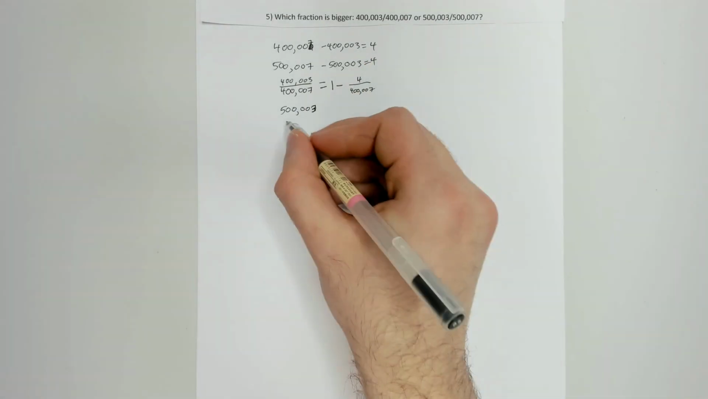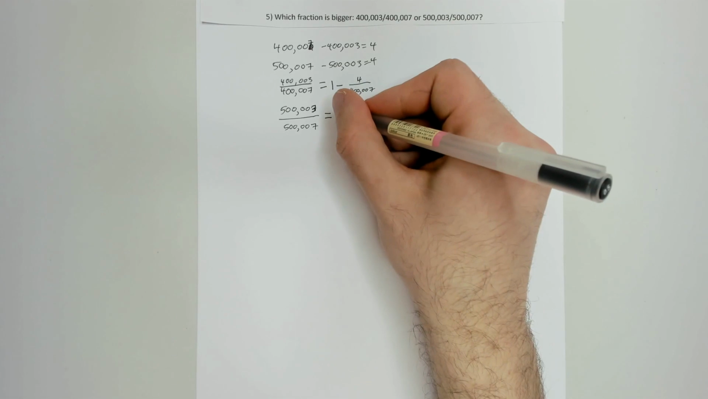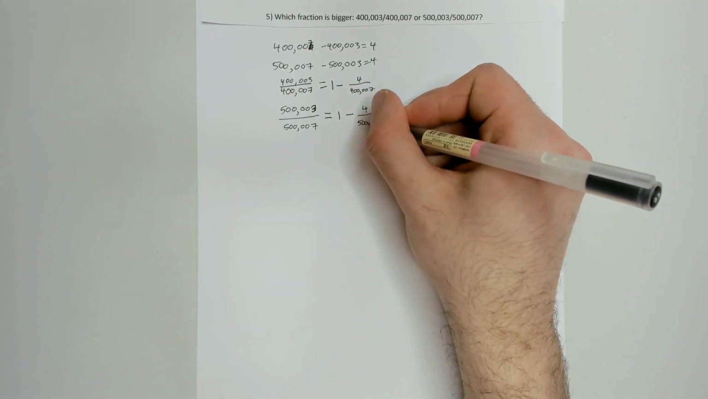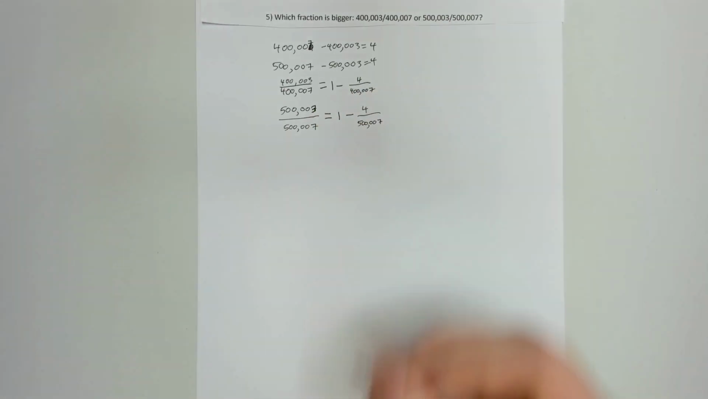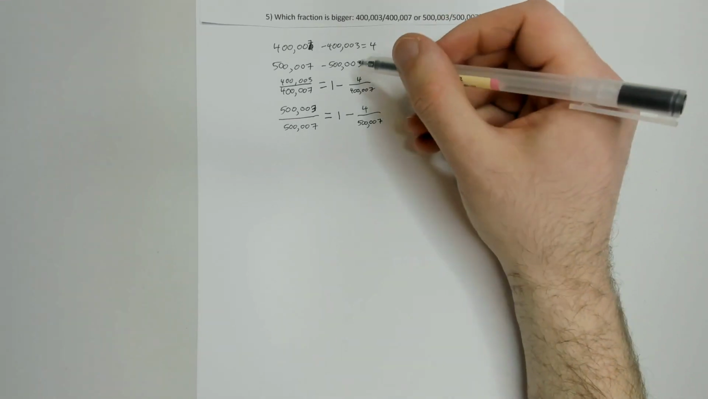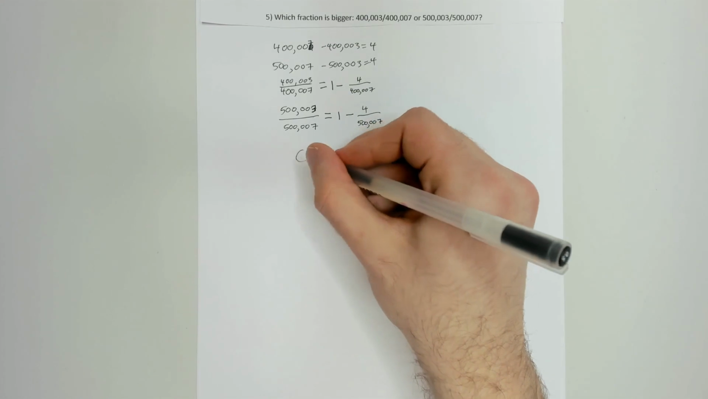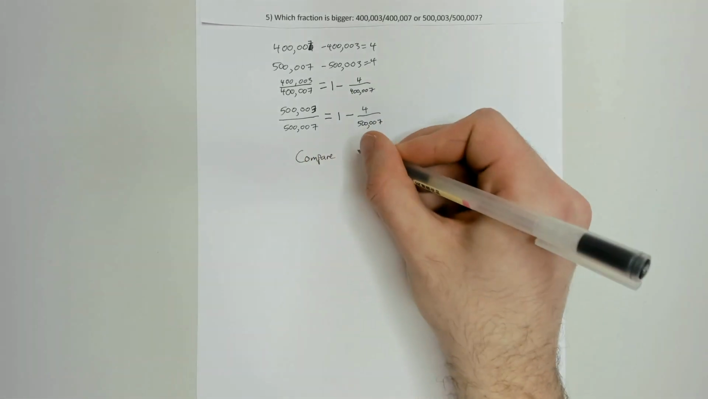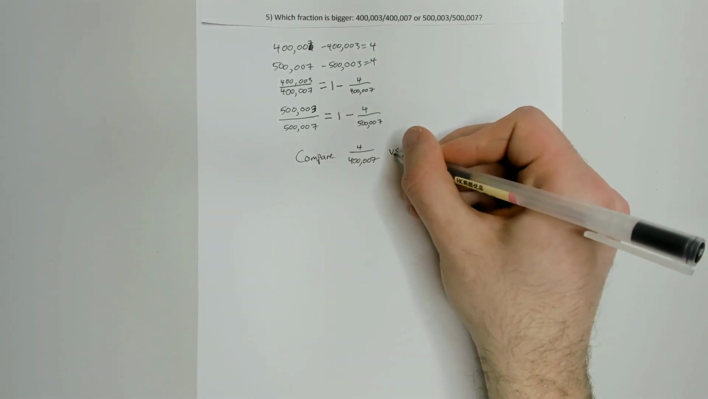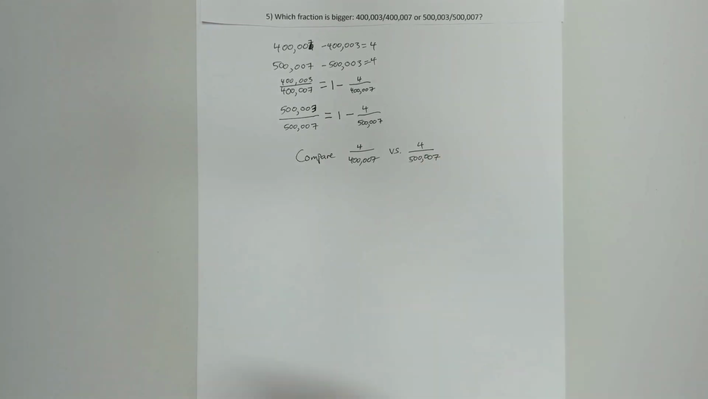So I'm going to do the exact same thing with 500,003 over 500,007. So then this becomes 1 minus 4 over 500,007, right? Because the difference between the numerator and denominator is just a 4. So now this becomes a lot more interesting because these two fractions are easier to compare, right? So let's just compare 4 over 400,007 versus 4 over 500,007. They have the same numerator.